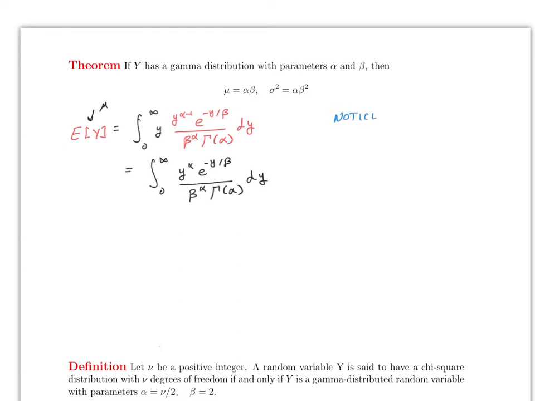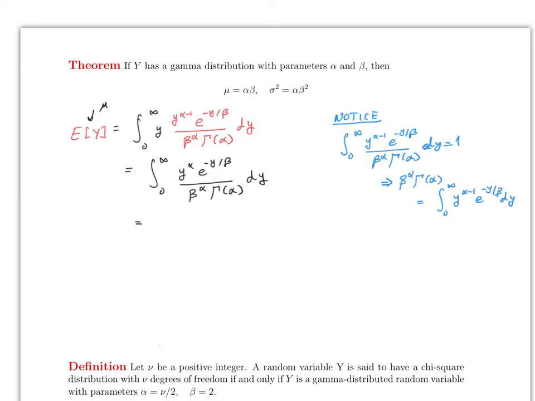Now notice, and I mentioned this already, we know that the integral from 0 to infinity of y to the alpha minus 1 e to the minus y over beta, divided by beta to the alpha times the gamma function, has to equal 1 because it's a density function. So therefore this implies that beta to the alpha times the gamma function has to equal the integral from 0 to infinity of y to the alpha minus 1 e to the minus y over beta dy. Okay, so it's just manipulating this. We're going to need this right now, so that's why we wrote it like that.